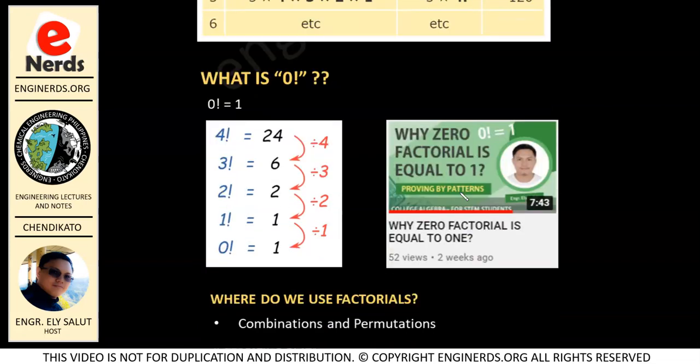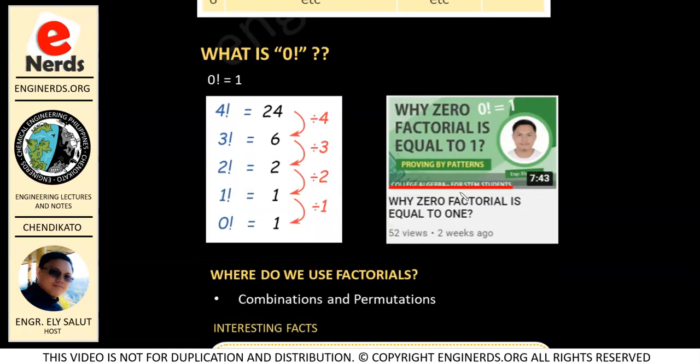Now, how about 0 factorial? Well, we have to take note that 0 factorial is equal to 1. And one reason is what you can see here. We have 4 factorial is equal to 24, 3 factorial is equal to 6, 2 factorial is equal to 2, 1 factorial is equal to 1, in which makikita ninyo, in every step, we are dividing it by the lesser number. As you can see, we have here 24 divided by 4 is equal to 6, 6 divided by 3 is equal to 2, 2 divided by 2 is equal to 1. So, therefore, 0 factorial is equal to 1 divided by 1, which is equal to 1.